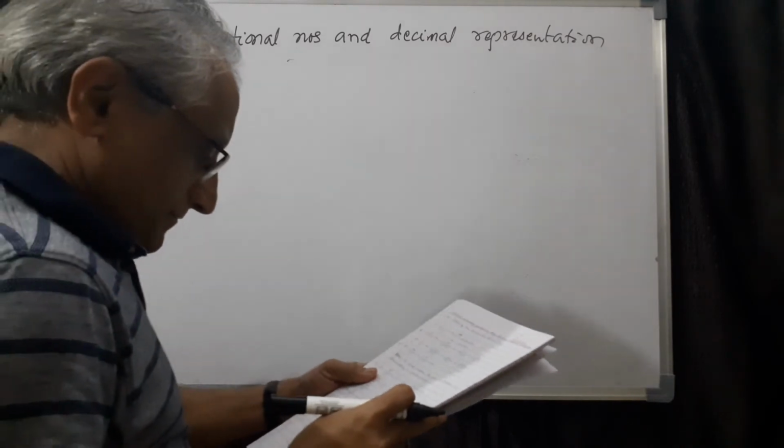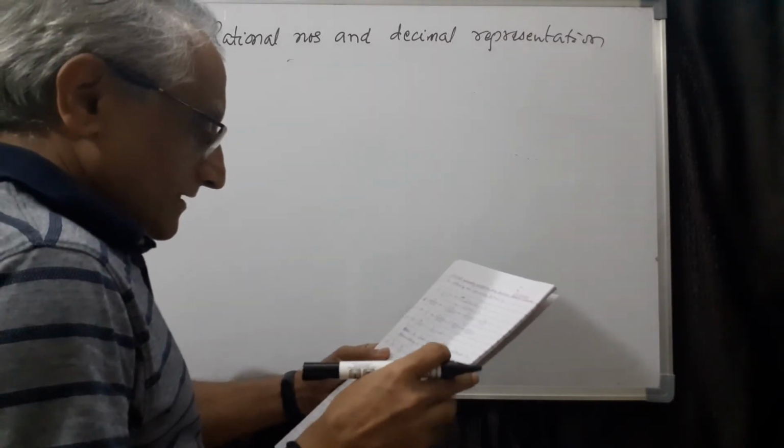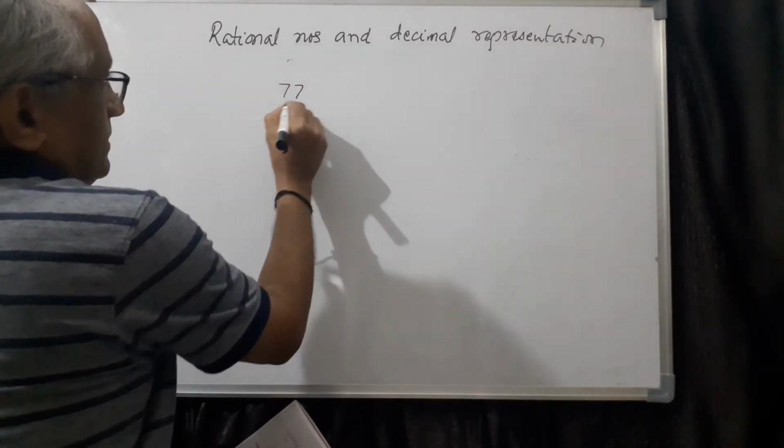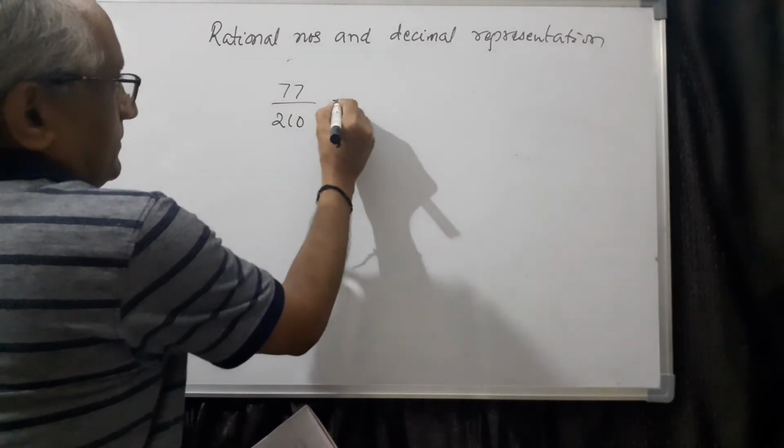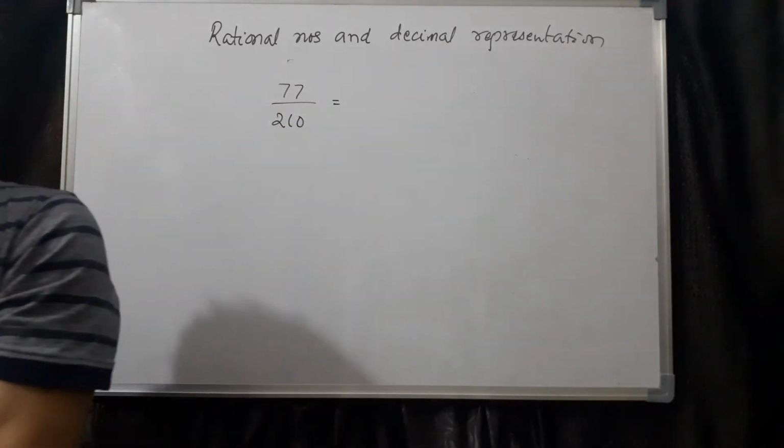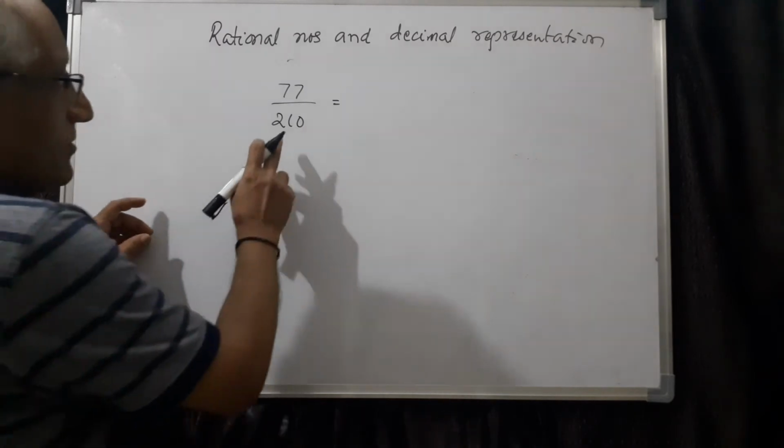So similarly 77 by 210. 77 by 210. Whether it is decimal, terminating or non-terminating.